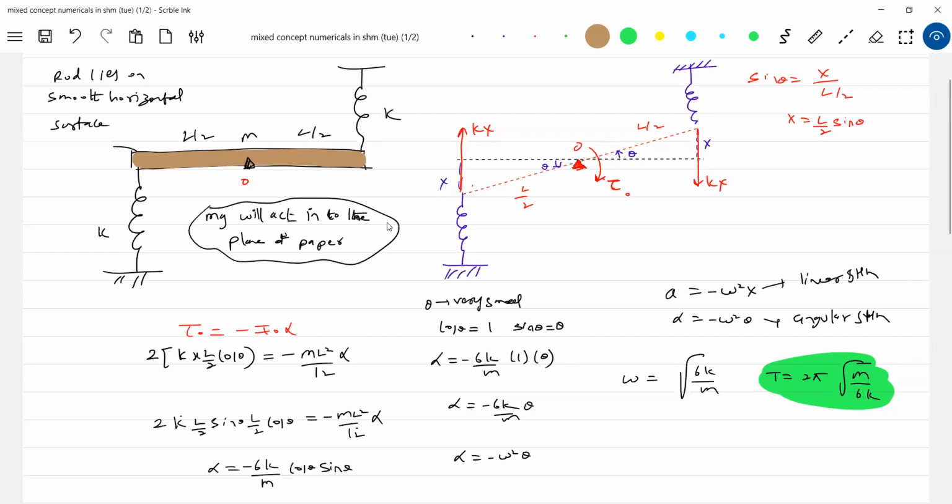What is the condition? In fact, the spring remains straight. So there's a rod on a smooth or gentle surface. And what is the other condition? Springs remain straight. But what actually will happen practically, as you rotate, this point will not be here, no? So as you rotate, this point will come here.